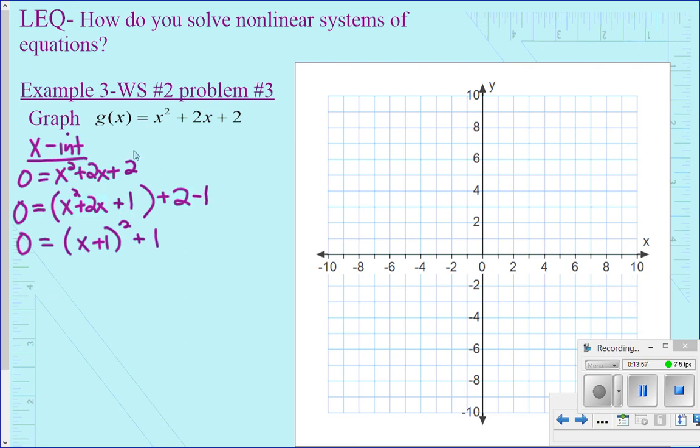But actually, before we do that, why don't we go ahead and write vertex form so we can come back to that. So we know instead of 0, it would be y, and then this is our vertex form. Okay, so we'll come back to that when we're looking for the vertex in a minute. But we're going to continue to solve because we're looking for the x-intercept. So I'm going to subtract 1.